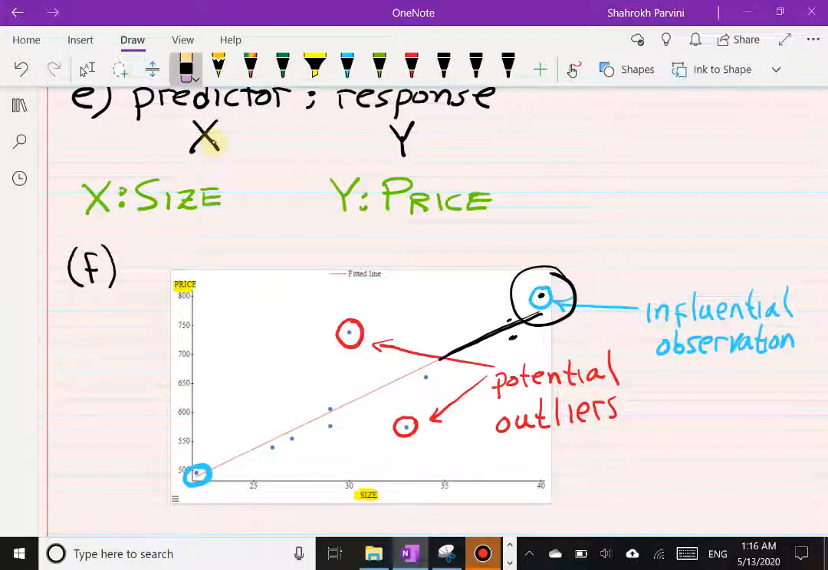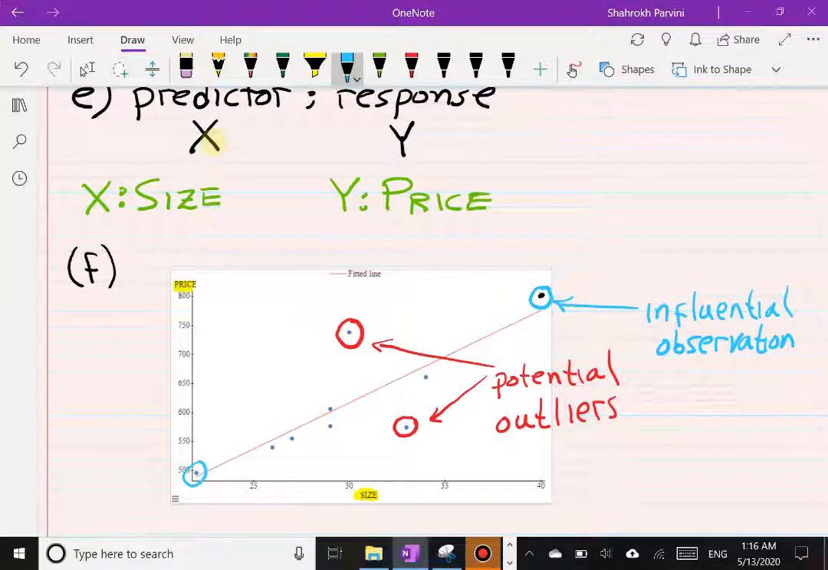So we have two potentially influential observations, and this one as well. Let me just, there you go, circle this guy and call this also influential. Okay, so we got a couple of influential observations.